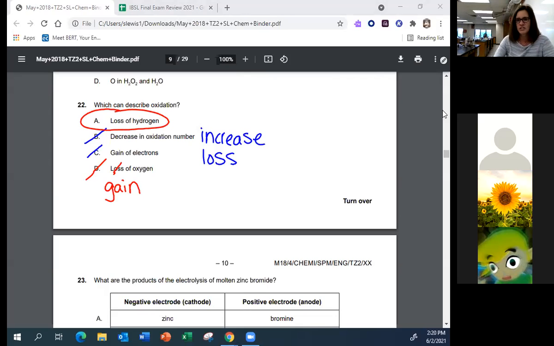There are two definitions for oxidation in chemistry, in IB chemistry especially. One of them is loss of electrons is oxidation. The other one is gaining oxygen. So any questions on that one? And that gaining of oxygen is a very specific definition of the term oxidation.